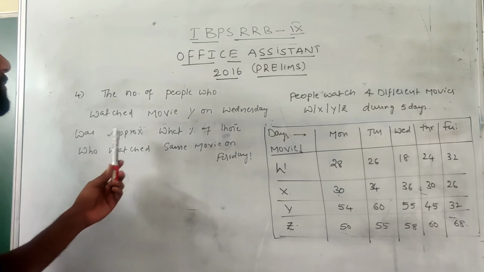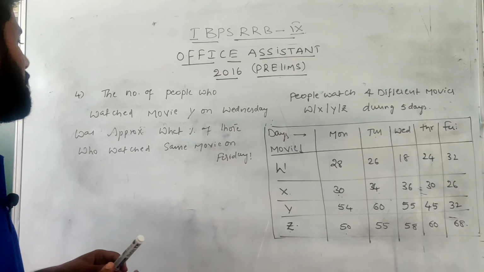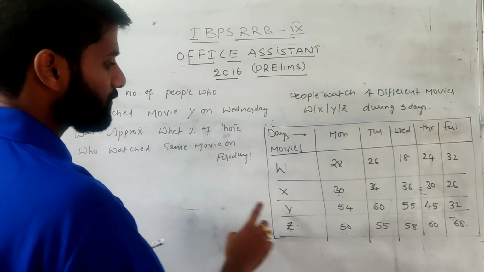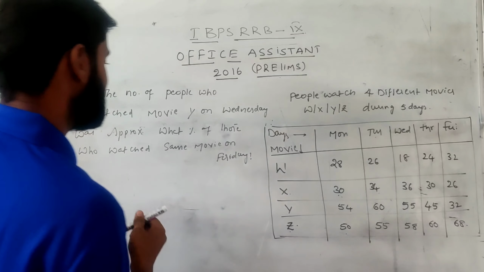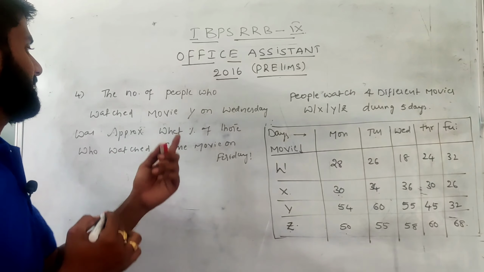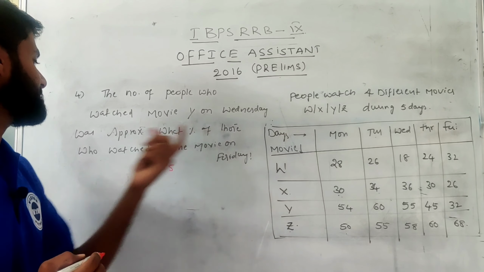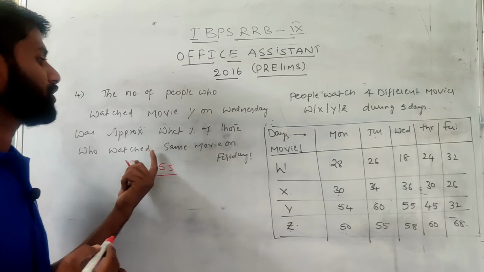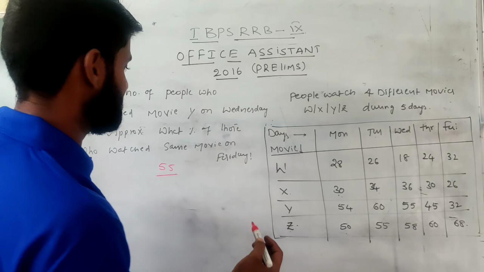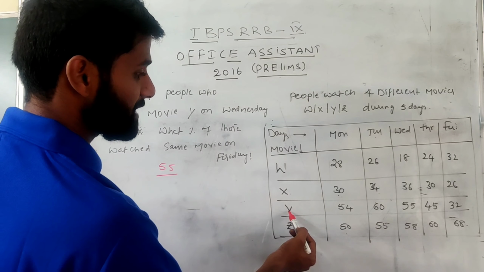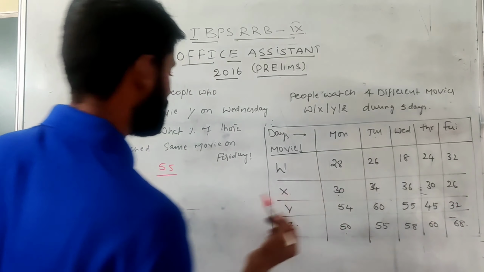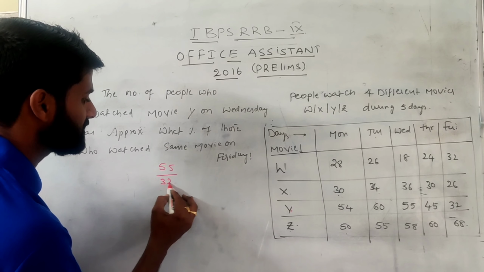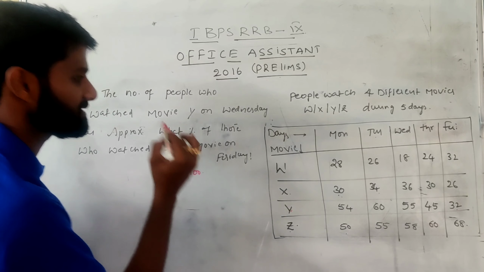The number of people who watched movie Y on Wednesday, see, Y movie on Wednesday is 55. It is approximately what percentage of those who watched the same movie on Friday? Same movie Y on Friday is 32. So it is exactly 55 by 32 into 100. This is the cancellation.